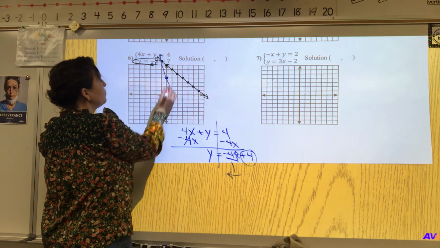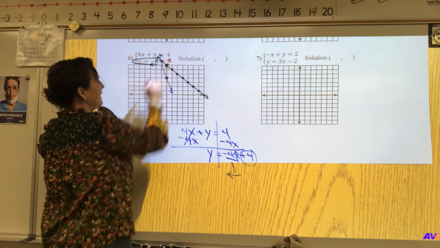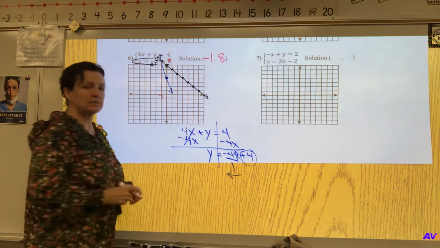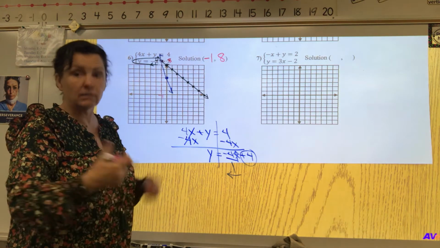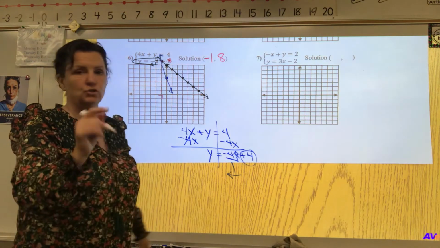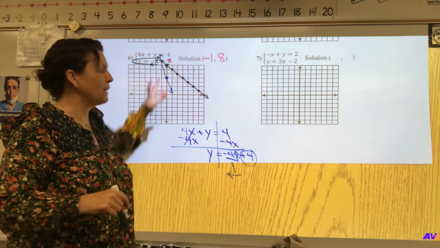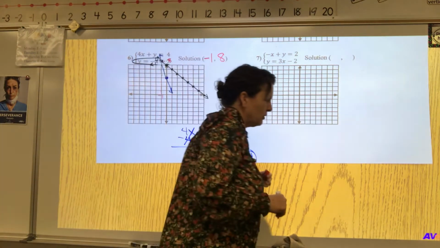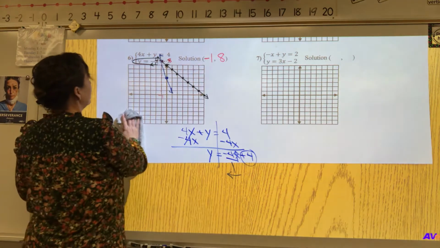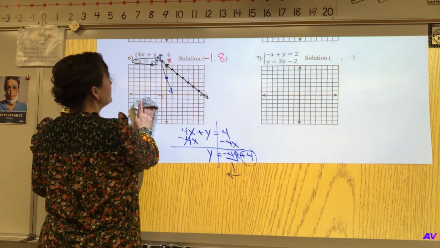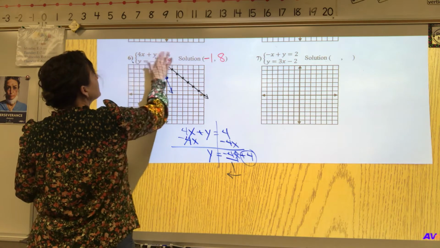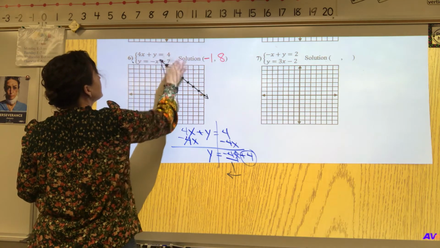So we have negative 1 and 8. Negative 1 and 8. Is that what you got? Awesome. If it's not, that's okay. Erase, do it again. That's why we're using pencils. Pencils help us know. Now let's just plug it in just in case. I'm saying it's negative 1 and 8. Let's plug that in and see if it works.